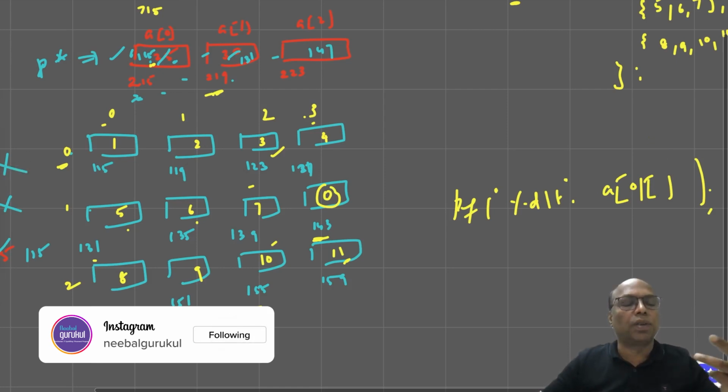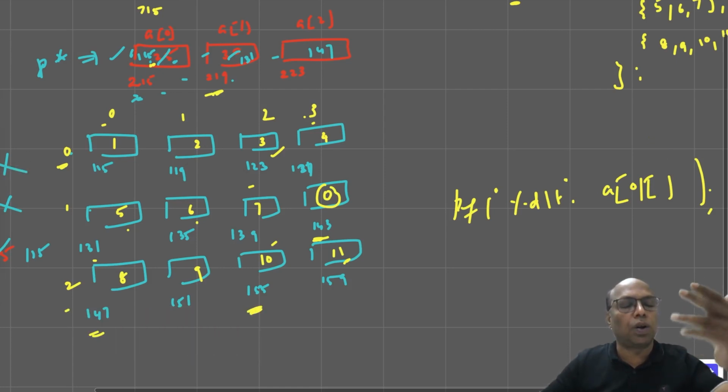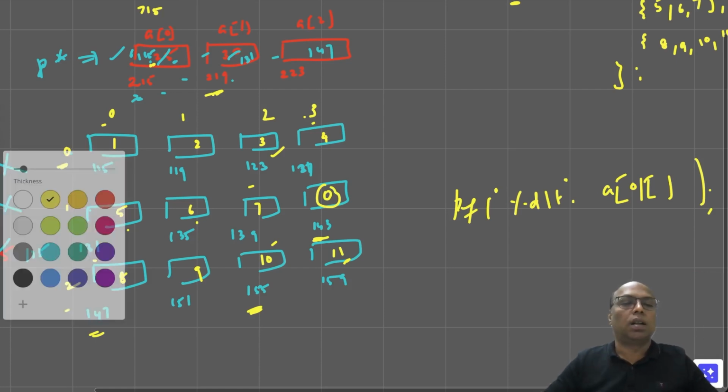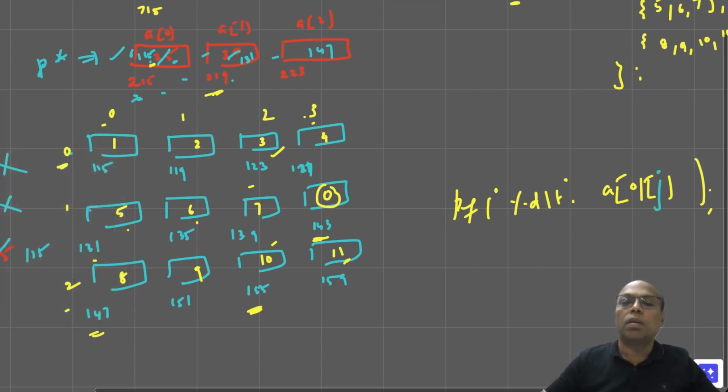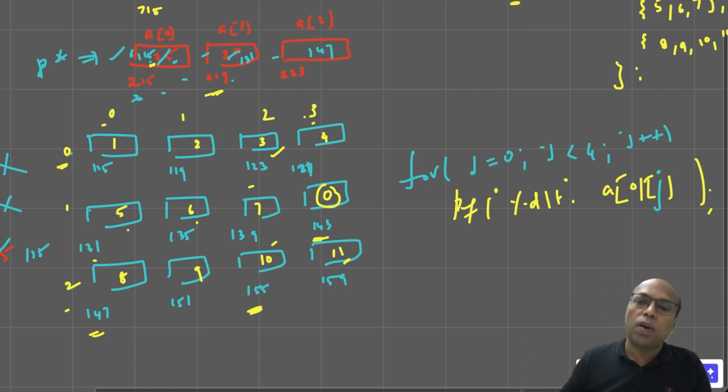The loop should go through 0, 1, 2, 3. That's what I'm going to do. I write here j, where j is going to vary from 0, j is less than 4, j plus plus. When j is 0, it is A of 0, 0. When j is 1, it is A of 0, 1. Correct? Now, if I want to access 5, 6, 7, what should I do?